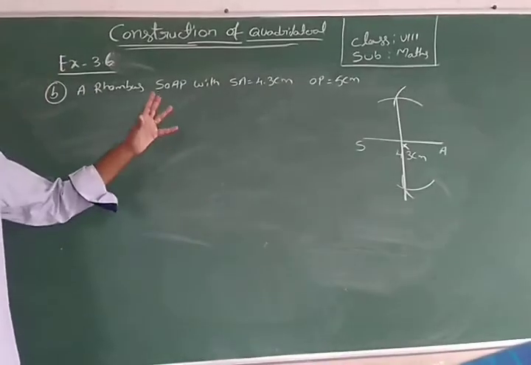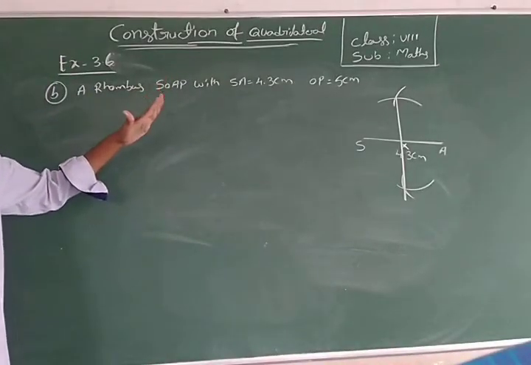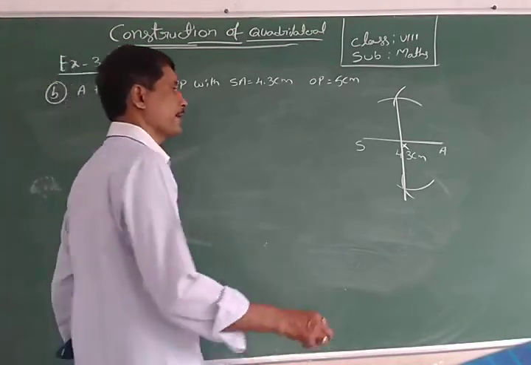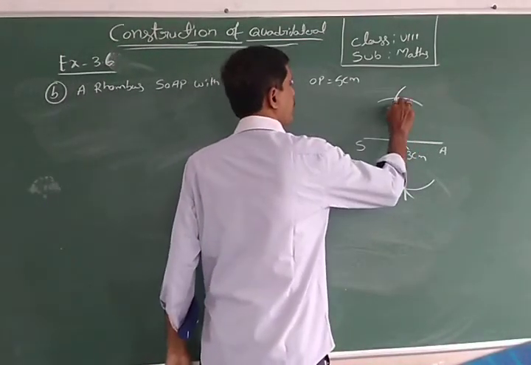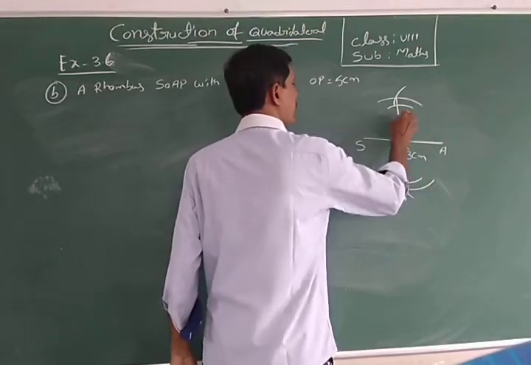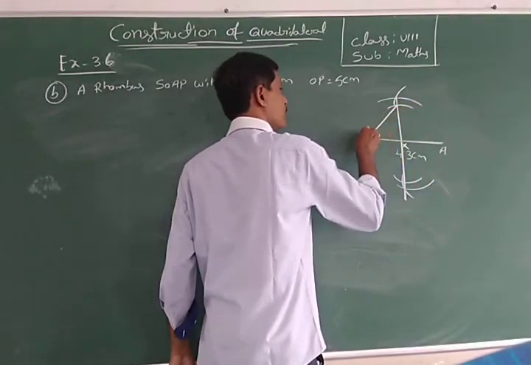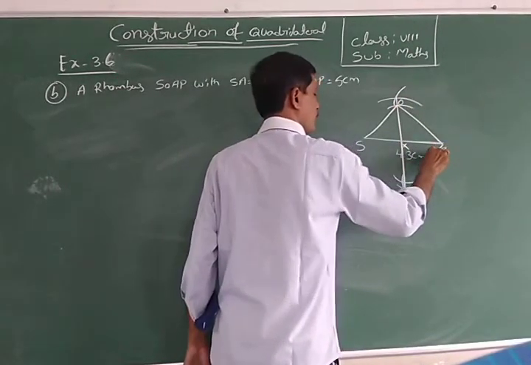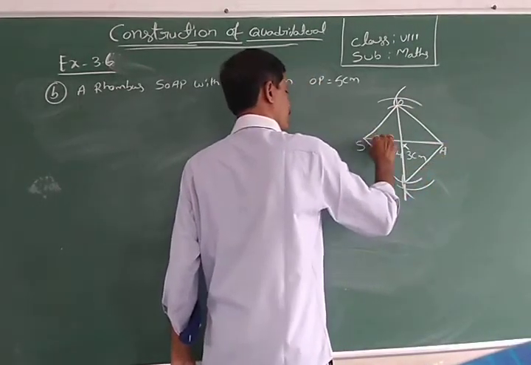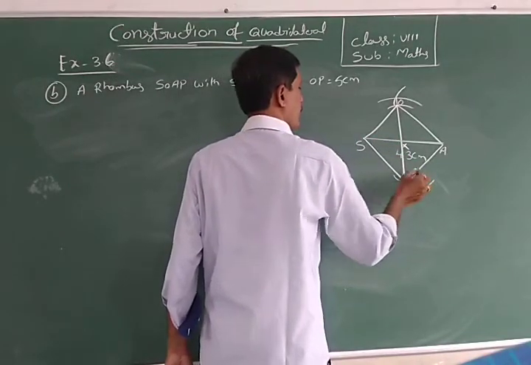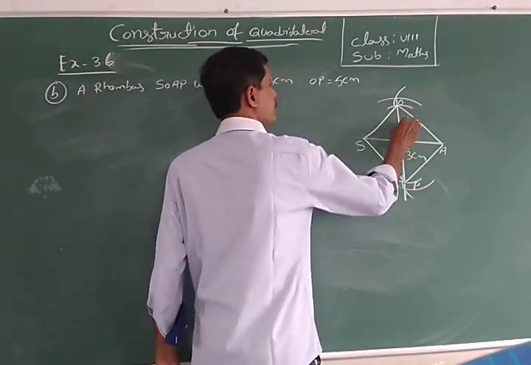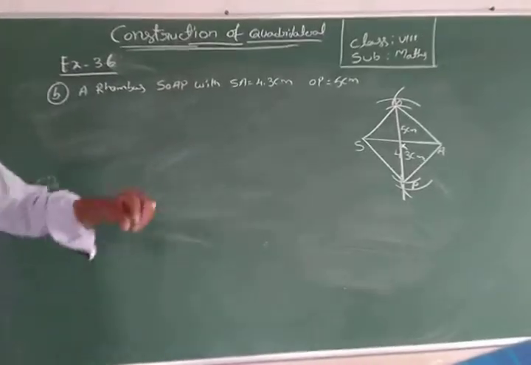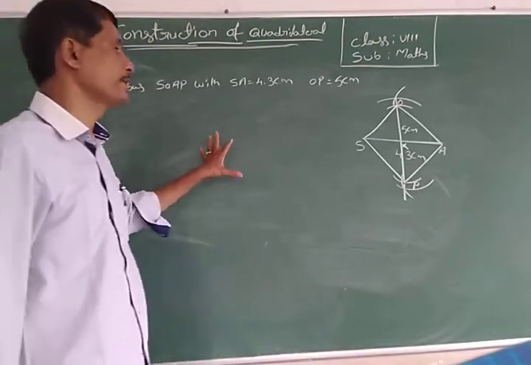Next, OP equal to 5 centimeters is given. Divide it, that is 2.5. Take 2.5 here, and here also 2.5. Join. The point is here, this is 5 centimeters. That is the rough diagram.